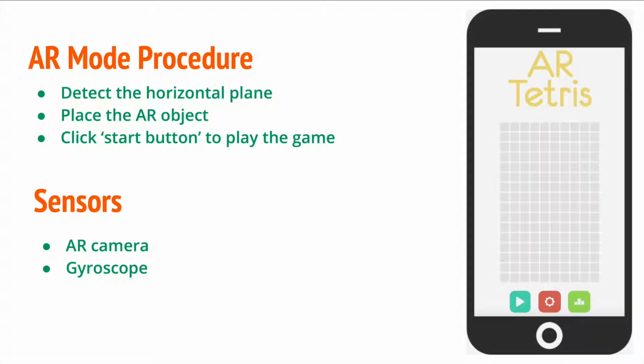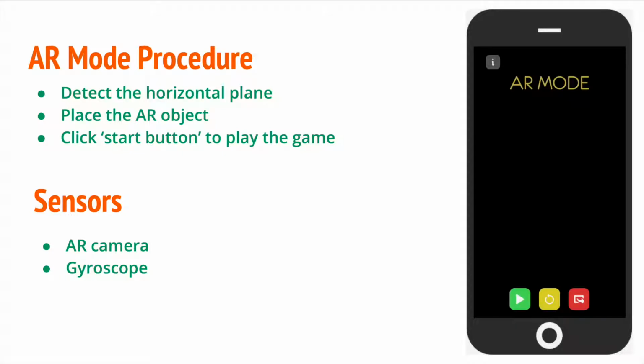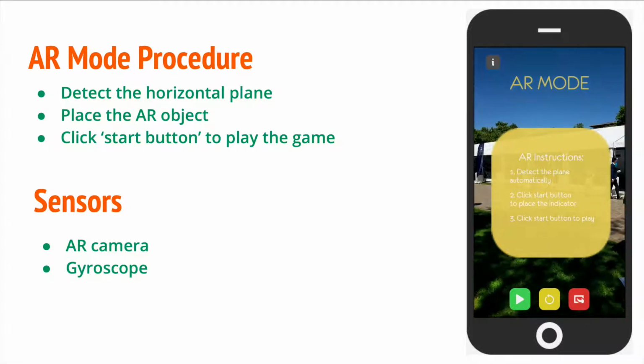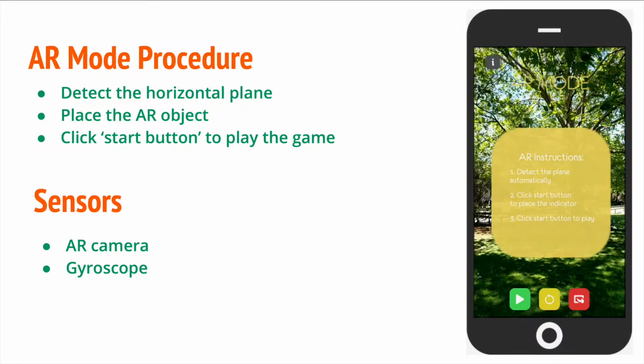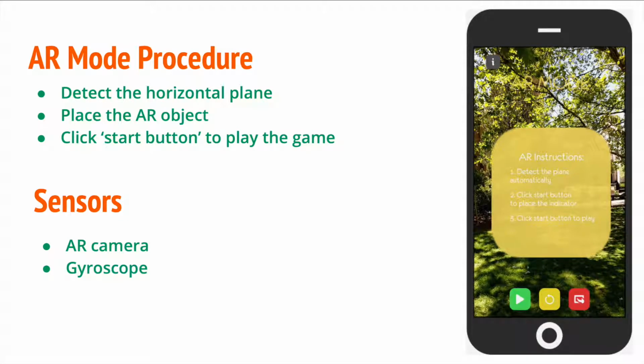Now let's get back to the Start menu again and press the Start button. This time we'll try the AR mode. When we click the Information button at the top left corner, it pops up the AR instructions. The first instruction is Detect the plane automatically. The second instruction is click Start button to place the indicator. And finally, the last instruction is click Start button to play.